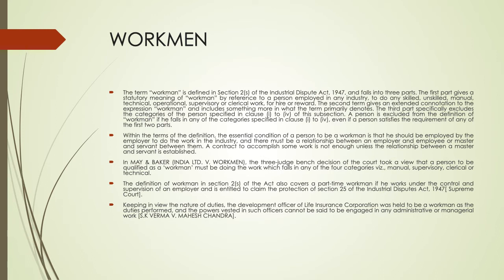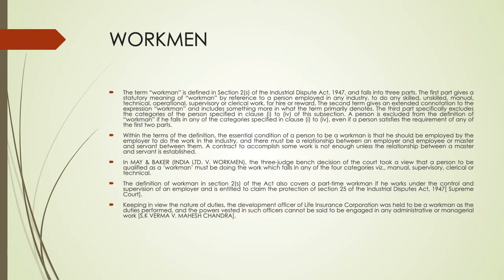A person is excluded from the definition of workman if he falls in any of the categories specified in clauses 1 to 4, even if he satisfies the requirement of any of the first two parts. So, within the terms of the definition, the essential condition for a person to be a workman is that he should be employed by the employer to do work in the industry, and there must be a relationship of employer and employee, or master and servant, between them. A contract to accomplish some work is not enough unless the relationship between master and servant is established.